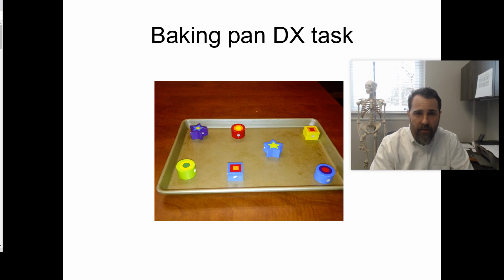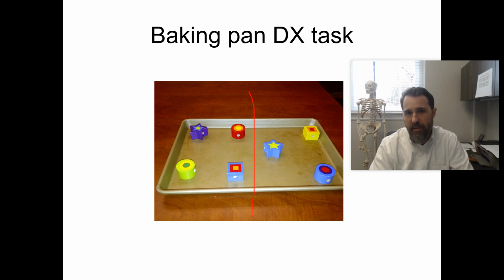And the bigger the pan, the harder it's going to be for someone with neglect. If you imagine that this pan is only this big, then there's much less of the pan that would exist within their potentially neglected field. So that would be a much easier task with a smaller pan. The bigger the pan that you use in this task, the more difficult the task can be.